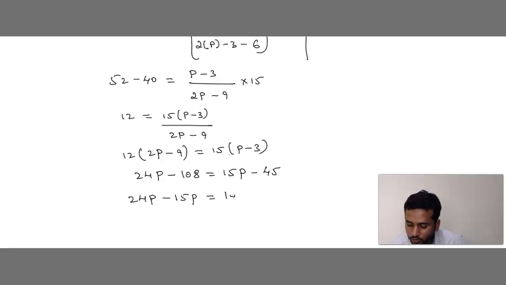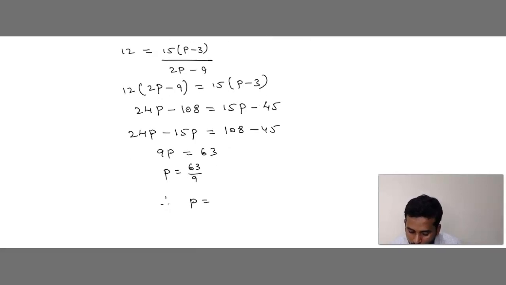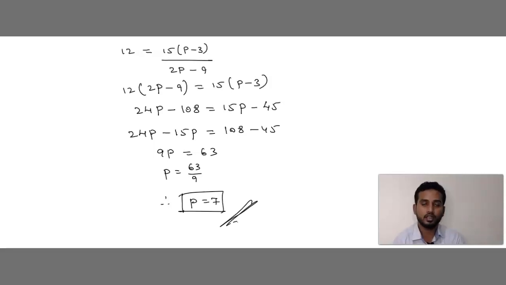Now we take P terms one side, constant terms other side, that's nothing but 24P minus 15P is equal to 108 minus 45. 24P minus 15P is nothing but 9P is equal to 63. Then P is equal to 63 by 9. Therefore, the value of P is 7. So, this is how we need to find the value of P by using mode. I hope you all have understood this problem, and this is the end of the topic mode. Next we solve the next topic.